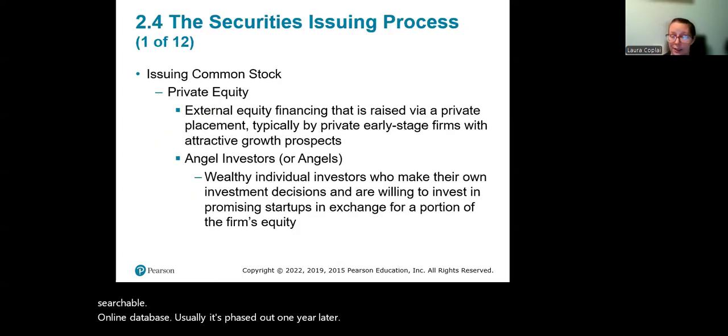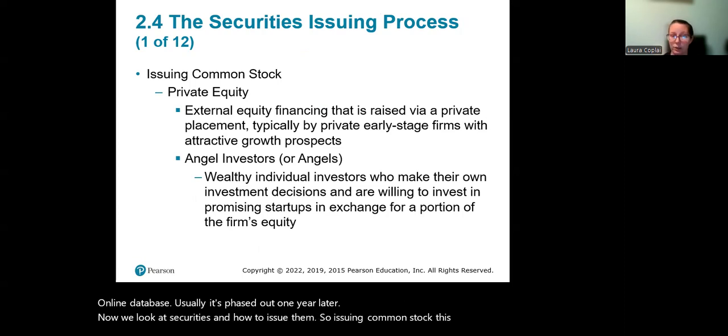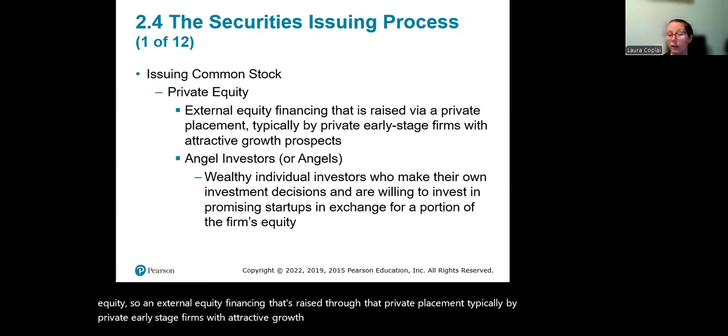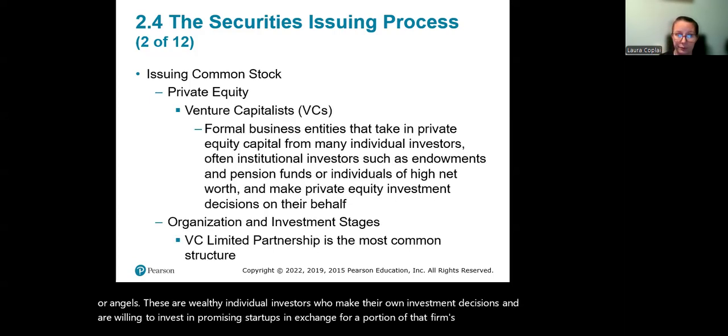Now we look at securities and how to issue them. Issuing common stock is a private equity, an external equity financing that's raised through a private placement, typically by private early-stage firms with attractive growth prospects. What we call them are angel investors, or angels. These are wealthy individual investors who make their own investment decisions and are willing to invest in promising startups in exchange for a portion of that firm's equity.